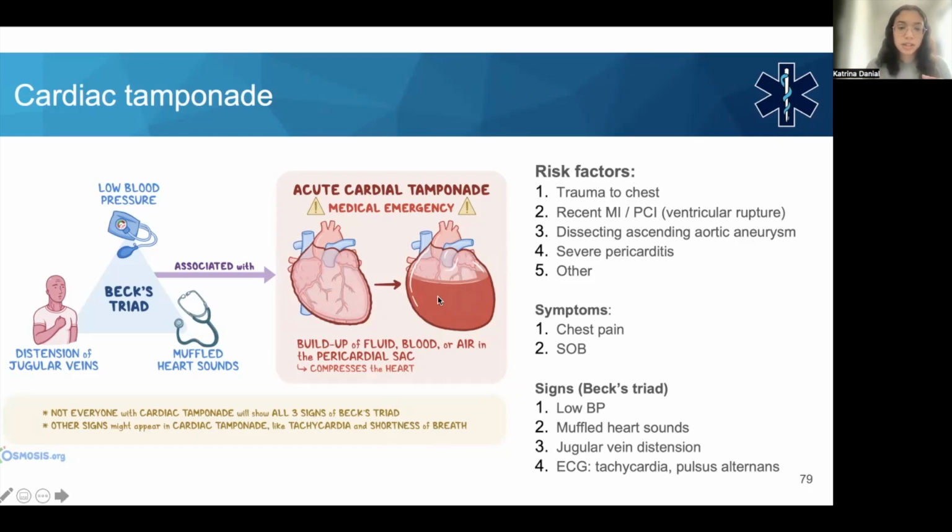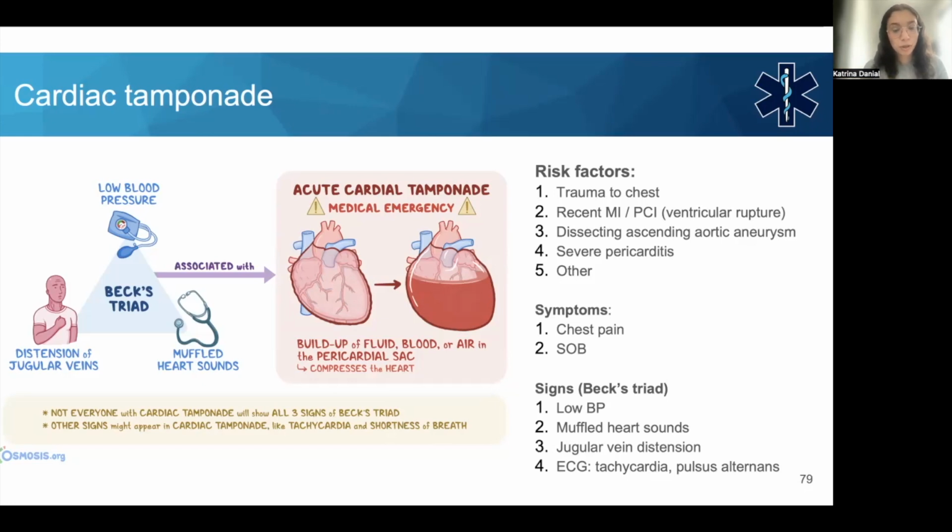If the patient has a dissecting ascending aortic aneurysm, so over here there's been a tear in the blood vessel that's causing blood again to accumulate in the pericardial sac, severe pericarditis, as well as a few others. Symptoms: chest pain, shortness of breath, probably syncope, very unstable patient. Signs: this is called Beck's triad, so commonly tested actually in third year.